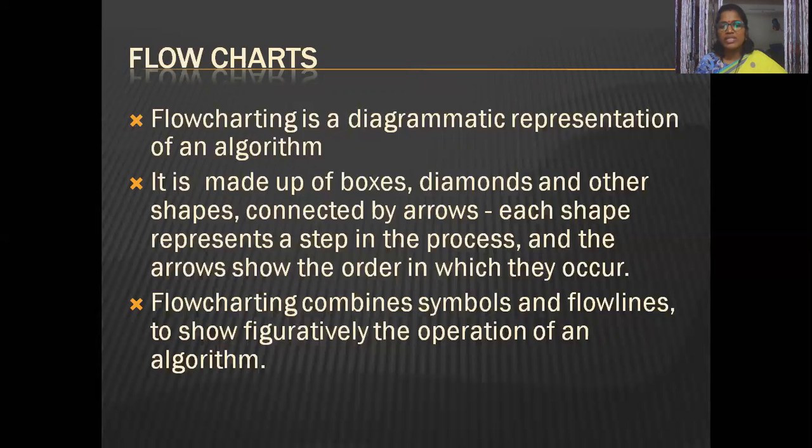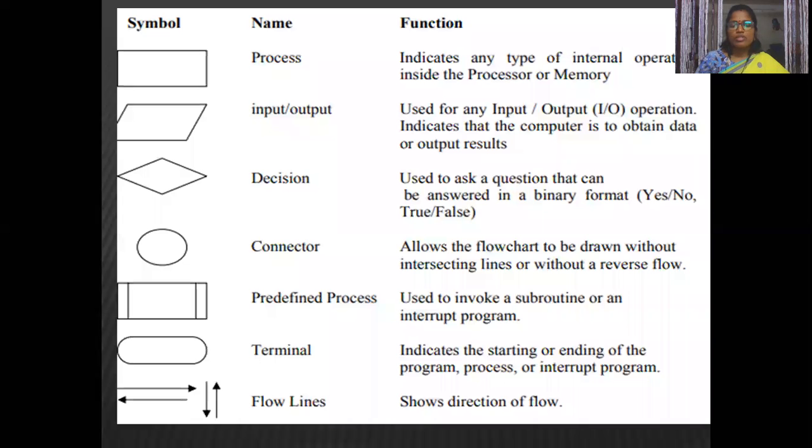So flowcharting combines symbols and flow lines. Symbols are nothing but the boxes, and flow lines are nothing but the arrows, to show figuratively the operation of an algorithm. So simply, an algorithm is shown as a flowchart. Here a box, a rectangle, is represented as a process. A parallelogram is represented as input output, whereas the rhombus, which we call a diamond shape, is used for decision.